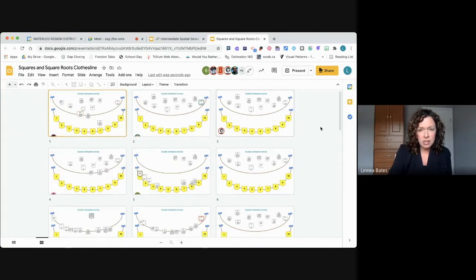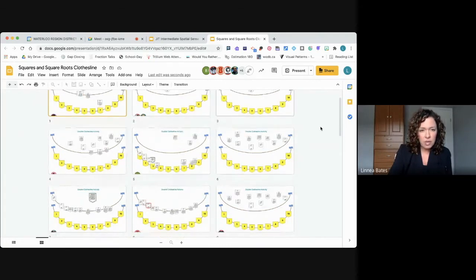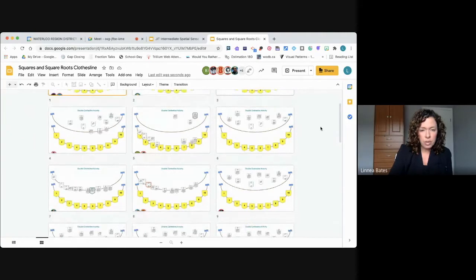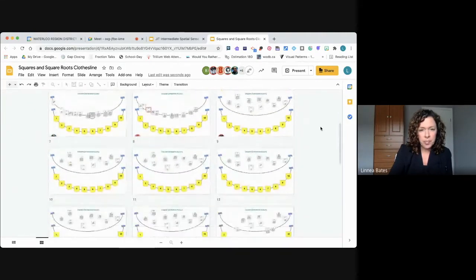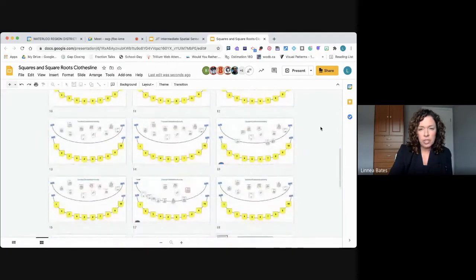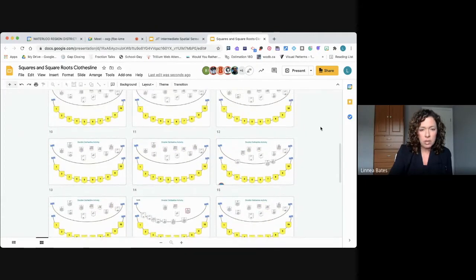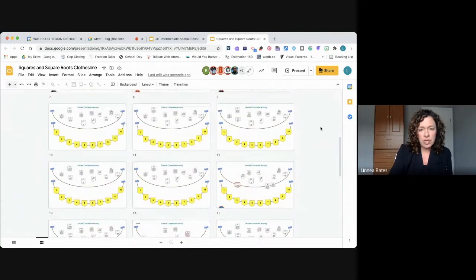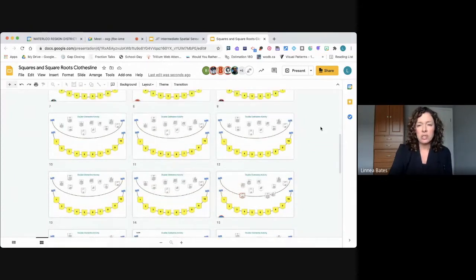Awesome. So I can see that people are moving the gray perfect squares or square root cards around, trying to line up with the numbers below. And as I said, if you're not sure what to do with the activity, feel free to look at the other people's slides as well and see what they're doing, trying to put those perfect squares on the top line.